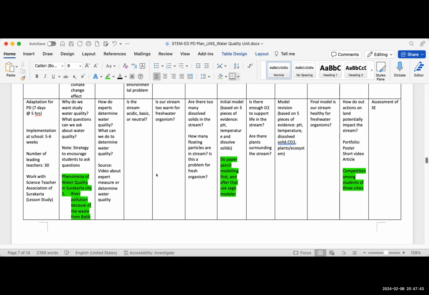Yes. In paper pencil, we also think about the creativity of the participants, for example, thinking about the relations and how they make symbols to show the relationships among the variables in the water quality issue. And I think after they do the paper pencil modeling, it will be easy to go to the Sage Modeler.